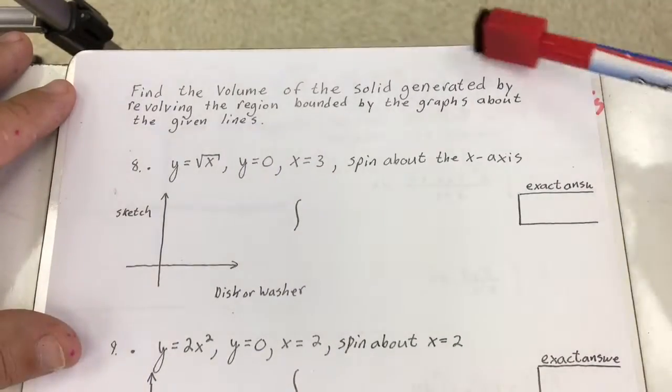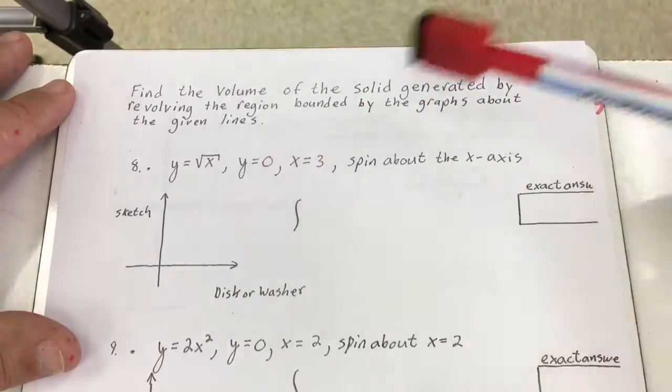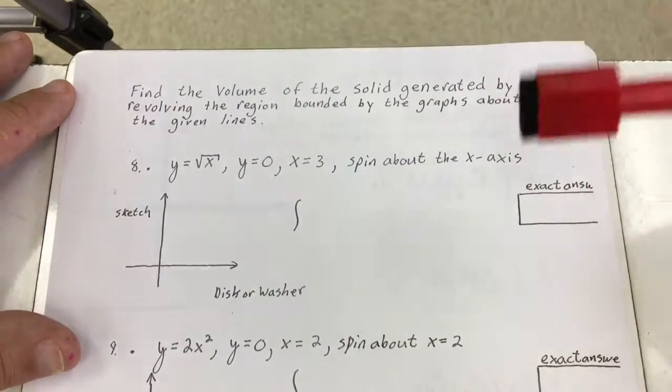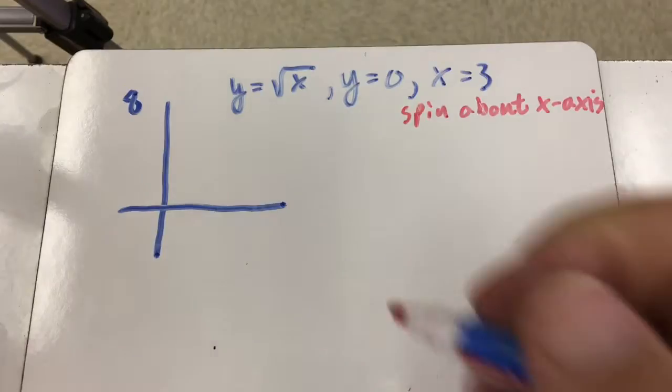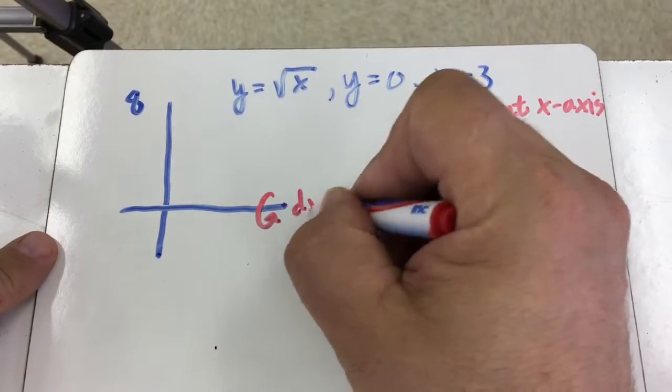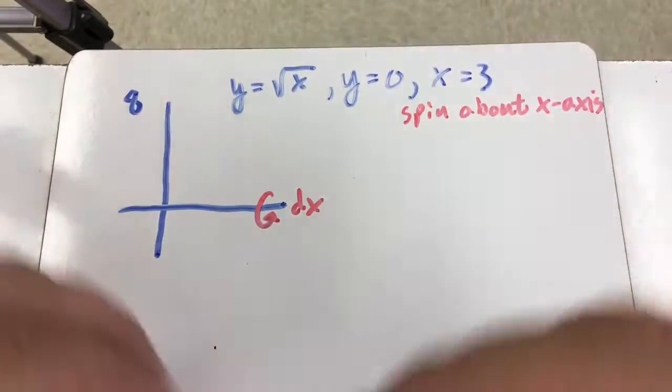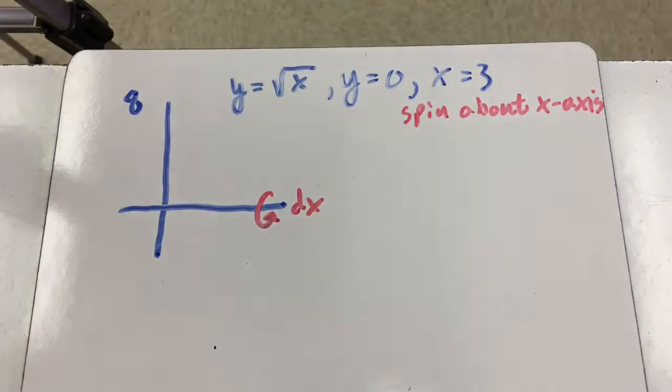I want to find the volume of the solid generated by revolving the region bounded by the graph y equals square root x, y equals 0, x equals 3, spun about the x-axis. Since I'm spinning about the x-axis, that means it's going to be with respect to x. So I'm going to graph the functions first. Square root x, that's simple enough.